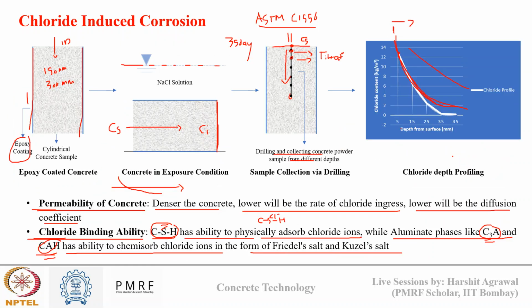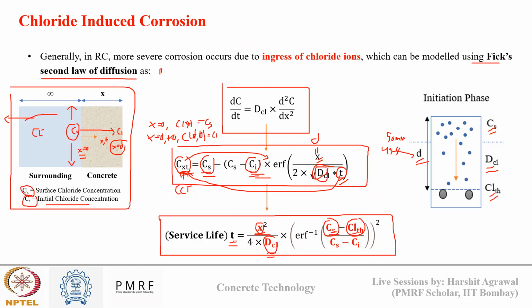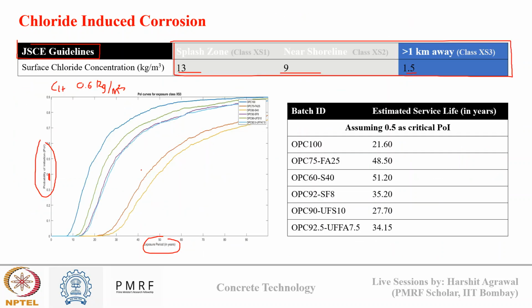So whatever service life t I am predicting using this equation may not give me an exact value either. Instead of reporting a deterministic value, it is better to report a probabilistic value. So this curve here shows the probability, where all standard deviations are taken into account. In this figure you can see the probability of initiation to occur against exposure period. I prepared this figure using a MATLAB code for probabilistic service life estimation.